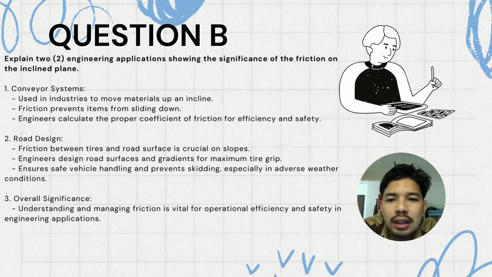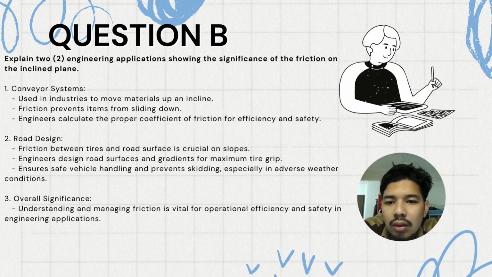And the last one, question 4B: explain two engineering applications showing the significance of friction on the inclined plane. I have listed two applications. The first one is conveyor system. Why conveyor system? Because conveyor systems are used in industry to move material up an incline. Friction prevents items from sliding down. Engineers calculate the proper coefficient of friction for efficiency and safety.